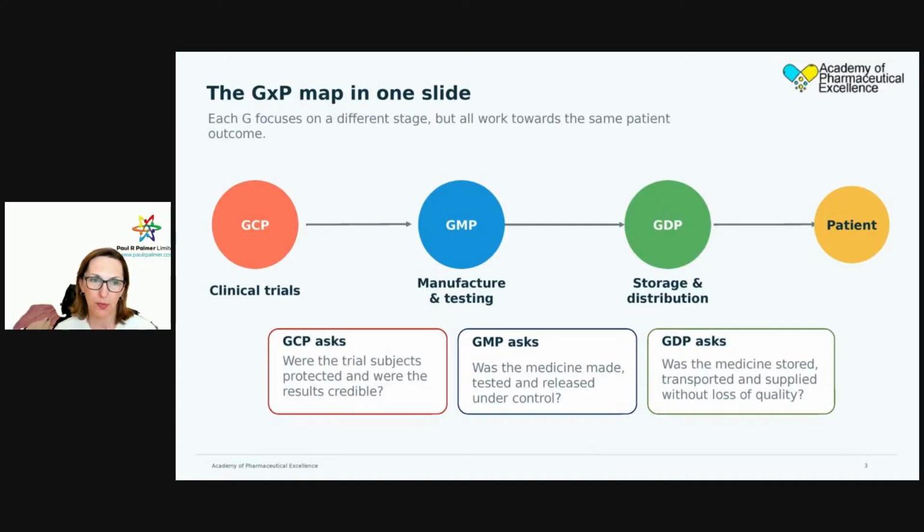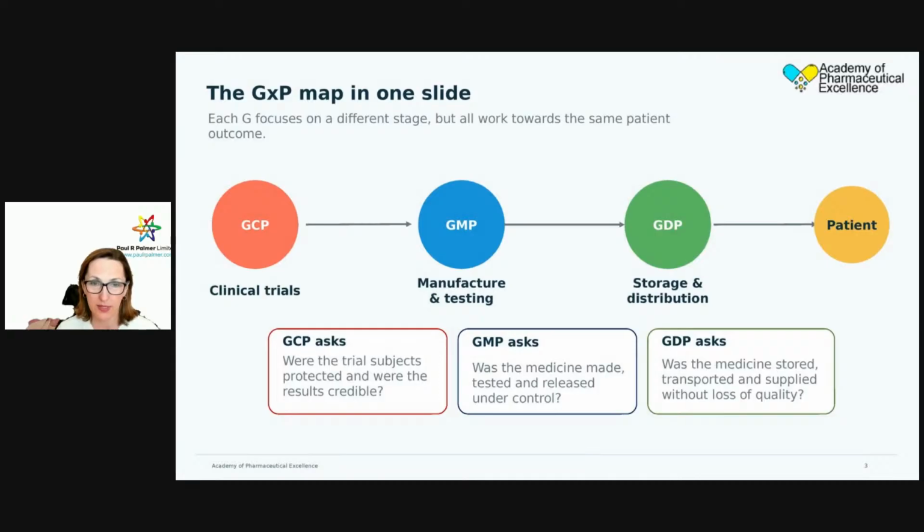A useful way to remember this is that GCP helps to prove that the medicine is suitable to use in humans. GMP helps make that medicine correctly, and GDP helps to move and supply the medicine correctly without losing its quality, its safety, and efficacy.